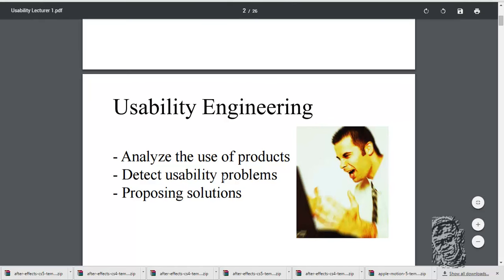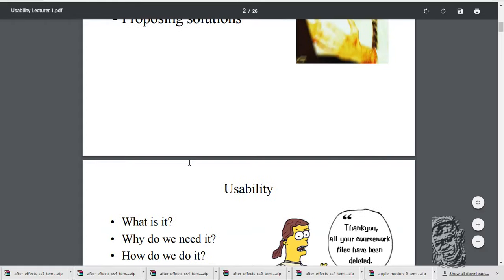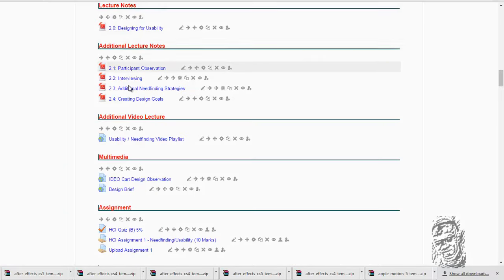Alright, so this is the whole concept of usability engineering, and of course you could always look on the e-classroom at some of the videos here in the need finding usability playlist, and you're going to have a lot of videos here that are going to teach you a lot about the concept of usability before you actually attempt your assignment.